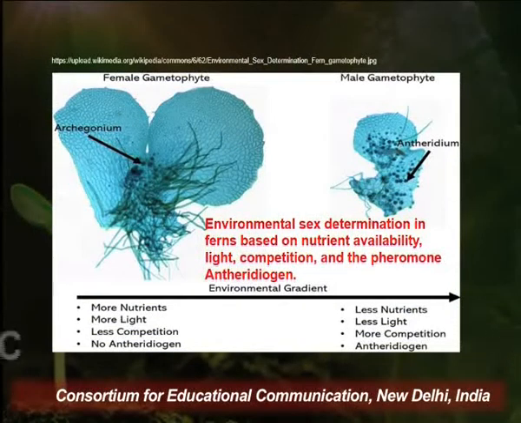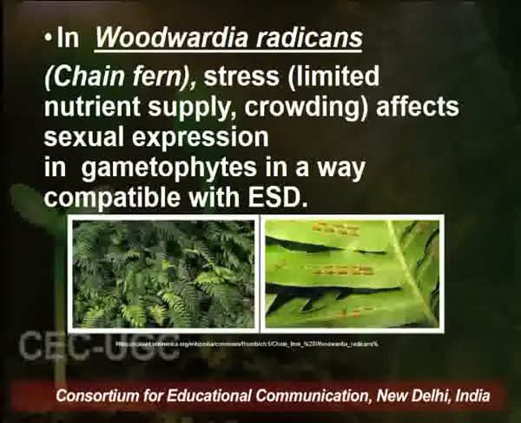On your screens you would find a summary of how environmental sex determination in ferns can be modulated by nutrient availability, light, competition between the plants, and of course the pheromone antheridiogen. So there is a transition, and more nutrients would mean femaleness. Less nutrients would mean maleness. So we are going from left to right as far as the transition is concerned.